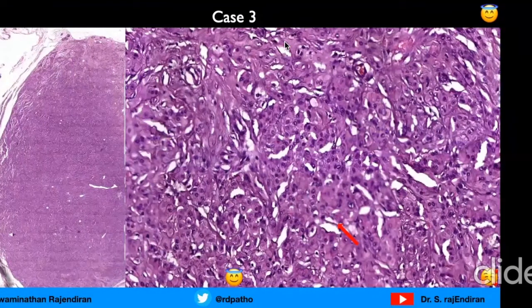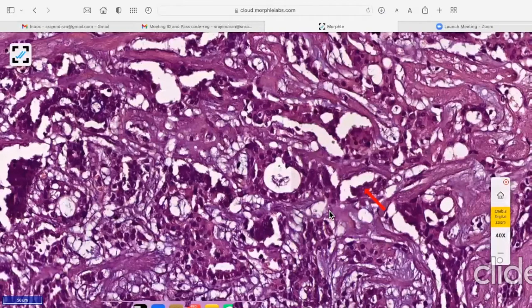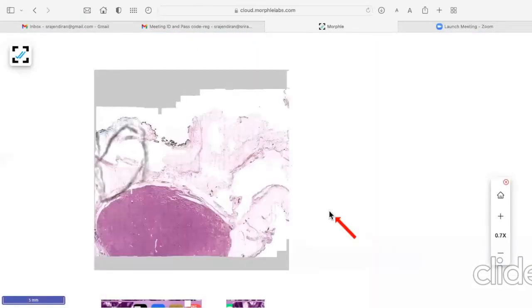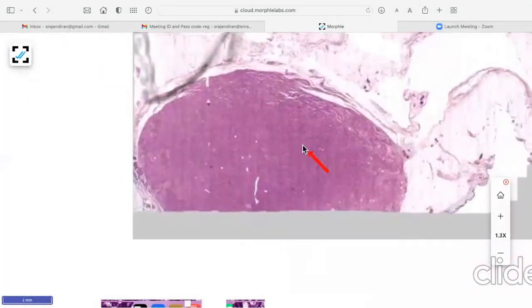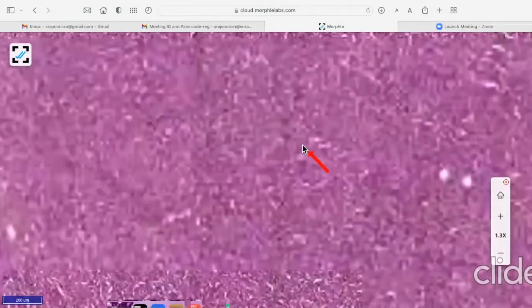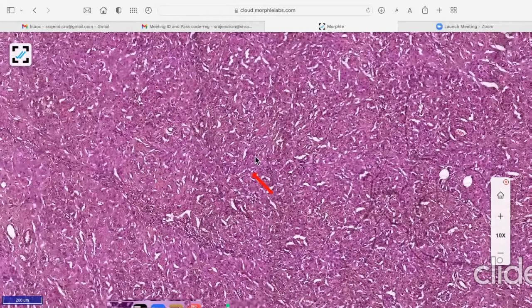While we are waiting, if any one of you have seen this, you can type in what you feel about it. I have already given the diagnosis, but you can type in what you think. Case number 3, a well circumscribed lesion with epithelioid cells and spindle cells. There is no stroma behind.